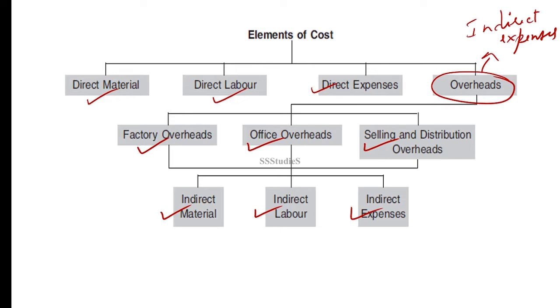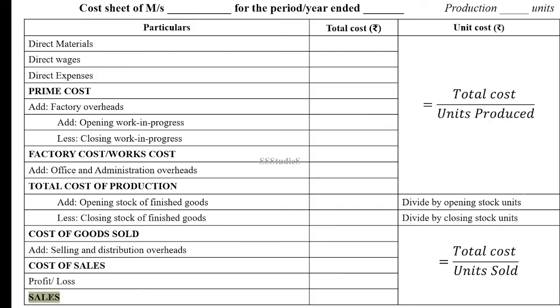Okay, so these are the elements of cost, and all these elements of cost are present in the cost sheet. So let us quickly look into the cost sheet format. Cost sheet can also be called as cost statement. Here you write the name of the organization, ABC Company Limited, or whatever it is. And for the period, you have to mention the duration, or it can be for the year ended. Then we need to write the number of units produced during the year, so let us say 1000 units or whatever the case may be. So, this is the heading part of it.